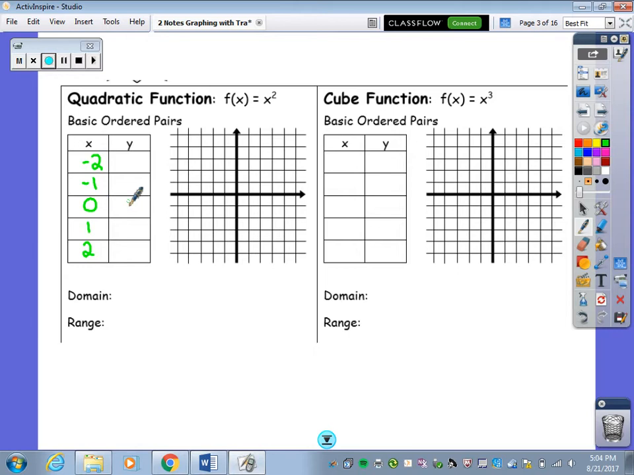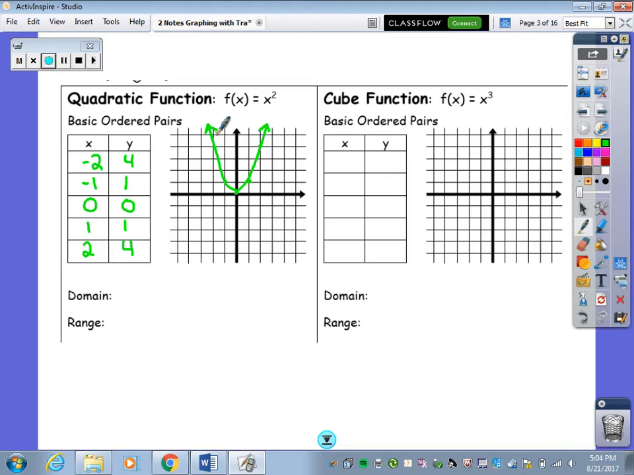When x equals 0, y equals 0. When you put 0 in for x, 0 squared is 0. If we put -1 in, -1 squared is 1. -2 squared is 4. 1 squared is 1. 2 squared is 4. Now let's plot these points. So we have (0, 0), (1, 1), (-1, 1), (2, 4), (-2, 4). And so here's our parent function.